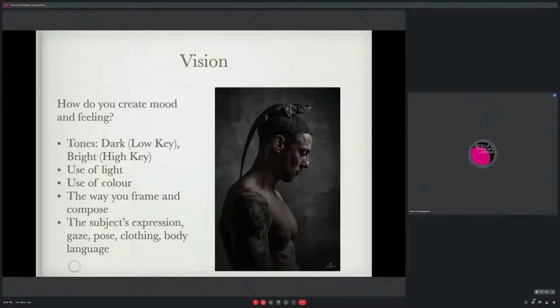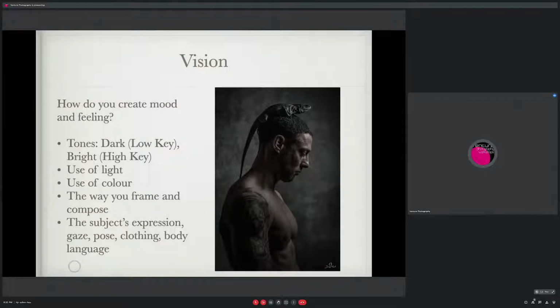So when we're talking about vision, it's really about coming up with, I guess, a visual or a concept in your head. So how do you create this whole notion of mood and feeling in your portrait? So you could look at it in terms of how you're lighting it. Is it going to be a tonally dark, low-key portrait? Or is it going to be a bright portrait, a high-key portrait?